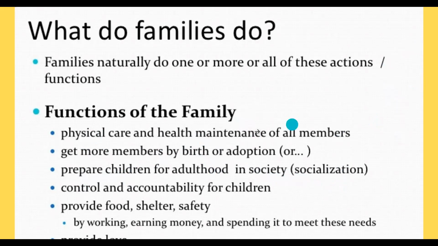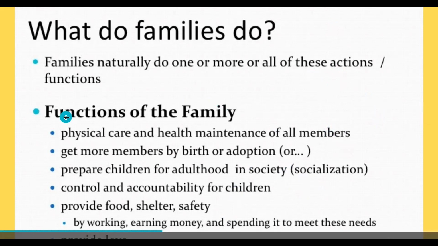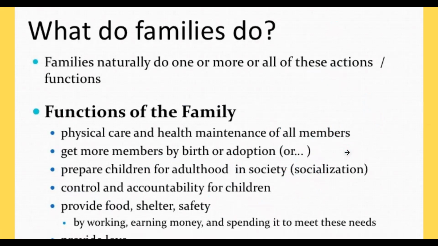Families also control accountability for children. So they're being held accountable for children. Children, of course, are any person below the age of 18, so they're usually minors. So your family is responsible for you. Family is also responsible for providing food, shelter, and safety by working, earning money, and spending it to meet these needs. So we don't expect you as children to actually take care of yourselves. For the children, that is.